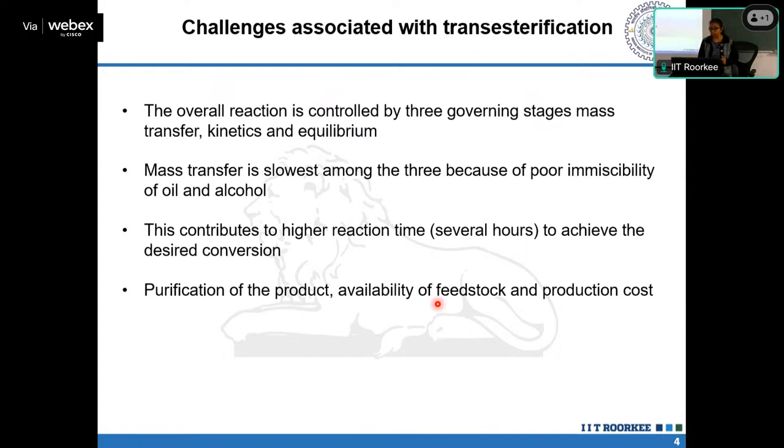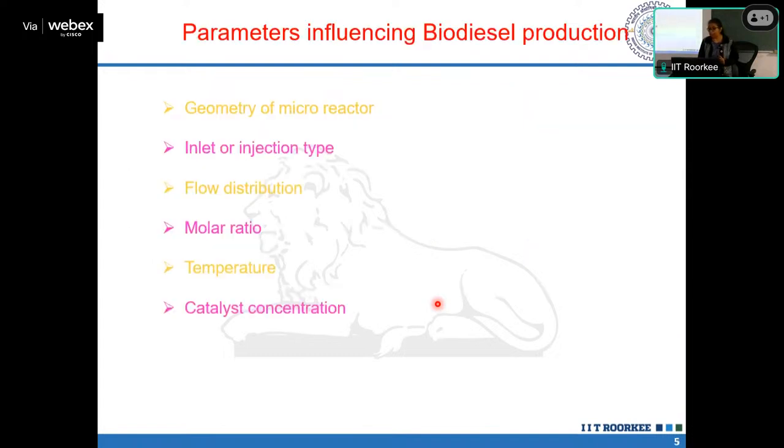So what modifications of input parameters in a microreactor can we think of? It may be the design of the microreactor itself, and as we have discussed in the last several classes, the injection type matters in such small reactors for the distribution. So the injector type itself, of course the flow distribution. What is the type of flow distribution? We will discuss more in this class how the flow distribution matters. Molar ratio for the reaction, temperature.